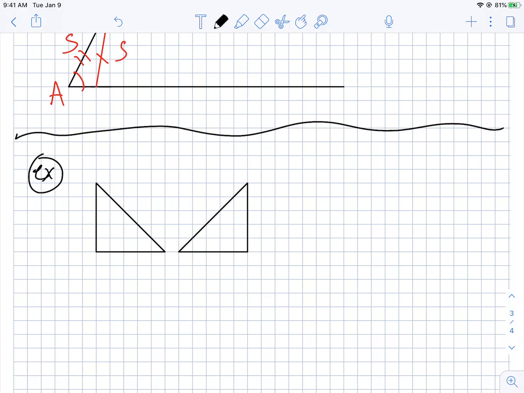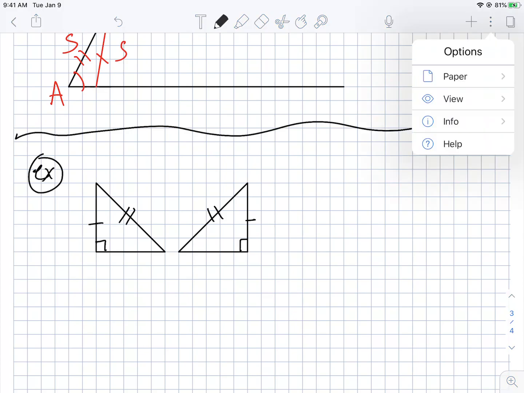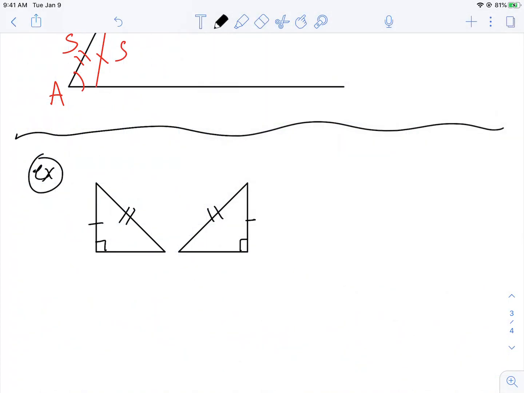Okay, so here are two right triangles. Hypotenuse is the same length. One of the legs are the same length. And if we look, we've got angle, side, side, angle, side, side. As long as that angle that's showing is a right angle, then we're good to go. If it's not a right angle, it does not work. So angle, side, side, angle, side, side doesn't work unless it's a right triangle.